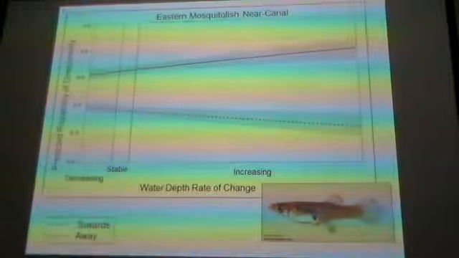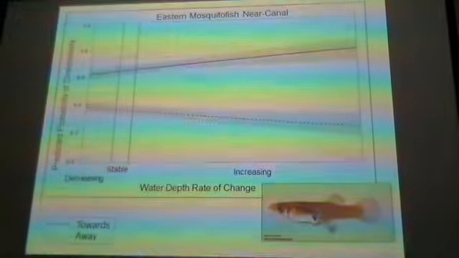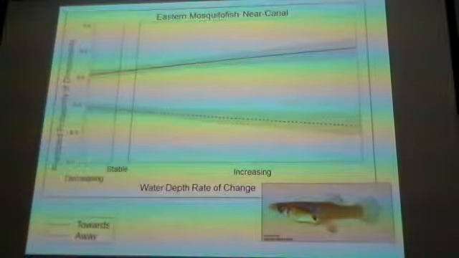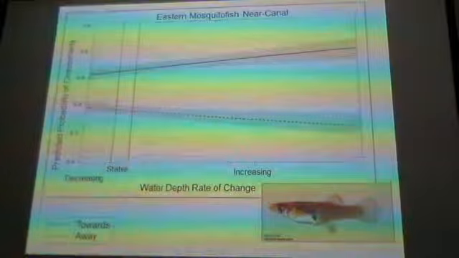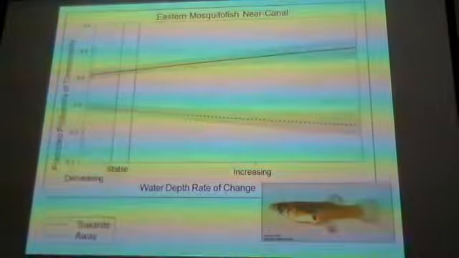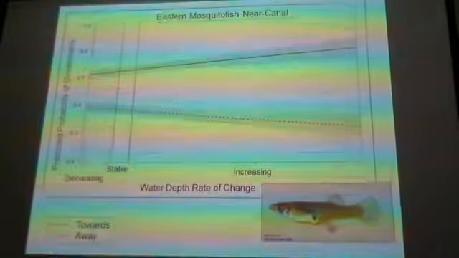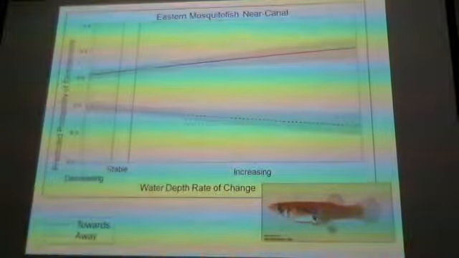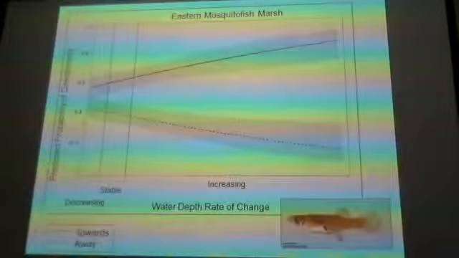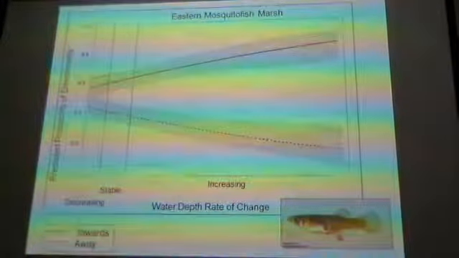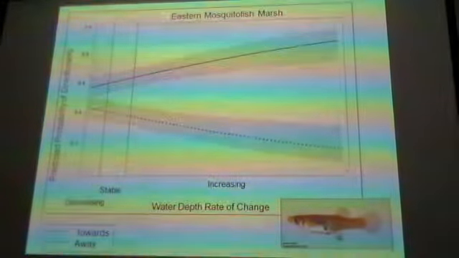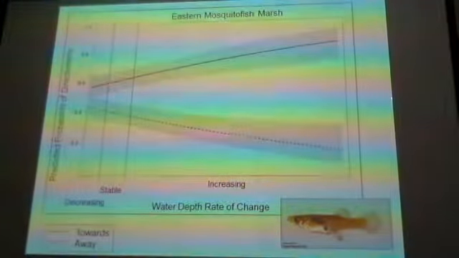Going on to the mosquitofish, one of the rapid movers, quick to respond to a dry down. And this is very similar to what we see in the dollar sunfish. Really tight directionality, though, it's almost always away from the canal at all times, regardless of water going up or down. And you see similar results in marsh conditions too. So both near canal and marsh, these animals are just always moving at a pretty good speed away from the canal.